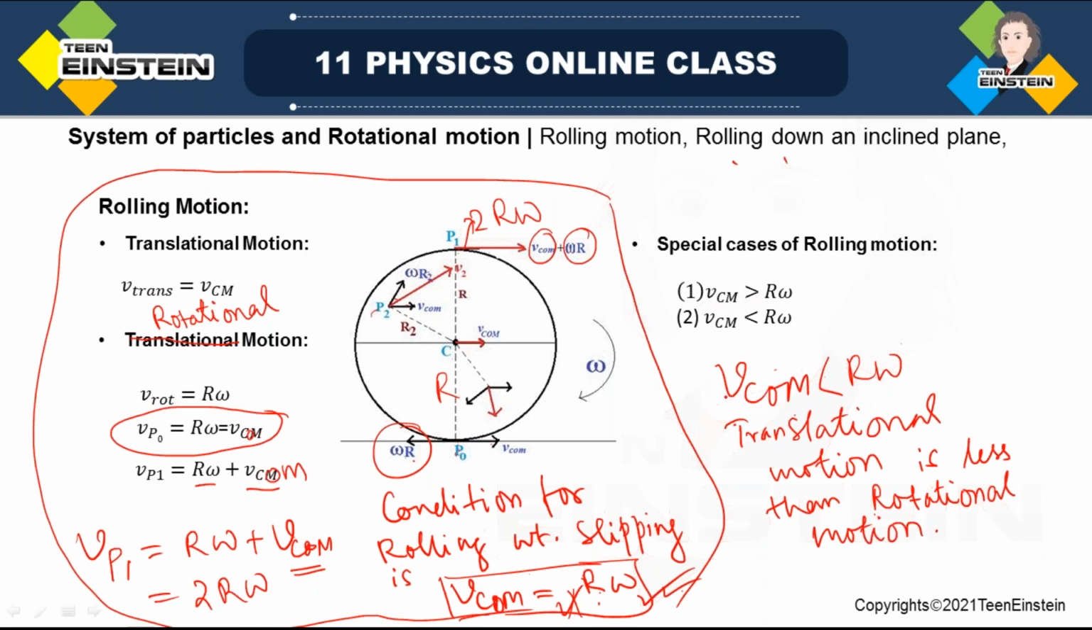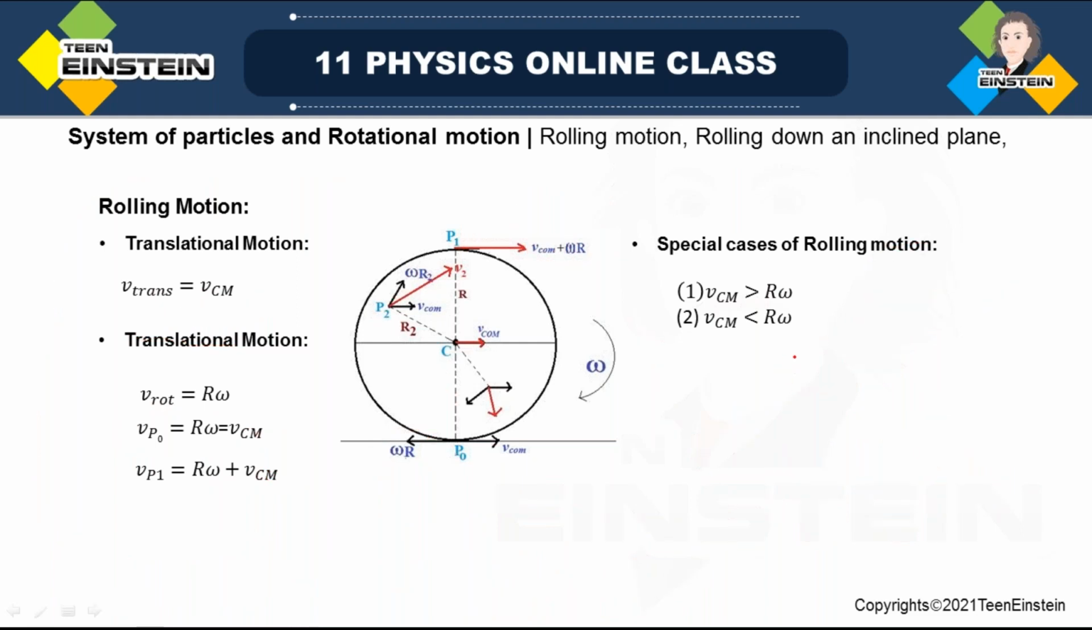Yes, we can give one example. In this case, your translation happens less. So the center of mass will cover a distance or path less than 2 pi r. I'll give you a very simple example. Suppose you are riding a cycle on a muddy road.